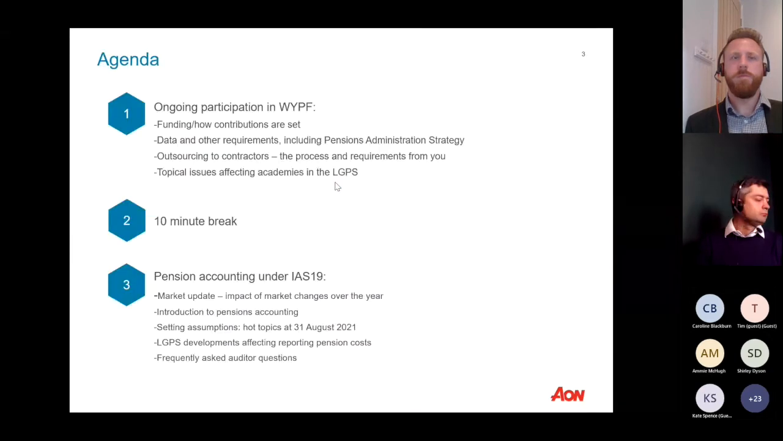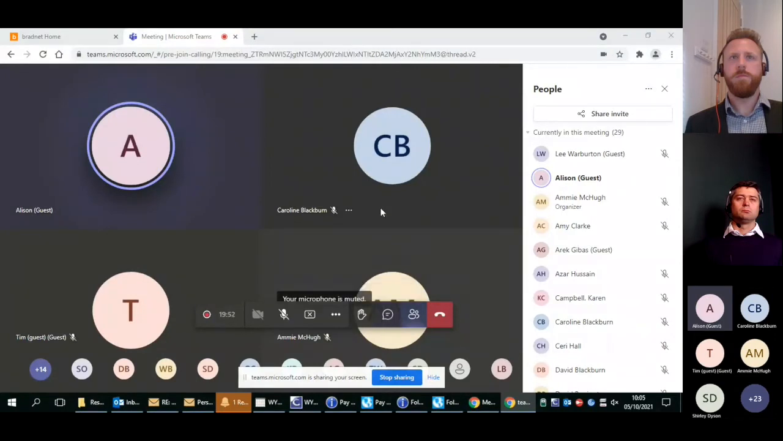So in terms of the agenda, we've split it into two. We're going to start by considering ongoing participation in the fund. That's all about funding, how contributions are set. We'll talk a little bit about data requirements and other things as listed on the slide. I'm conscious a couple of hours is quite a long time to be on a virtual session, so we thought we'd have a break halfway through. That's a natural break between the funding session and the accounting session. Have a coffee, whatever. And then the second half will be all about accounting under IAS 19. So without further ado, we're going to start with ongoing participation in the fund, and I'm now going to pass you over to Arek. Thank you.